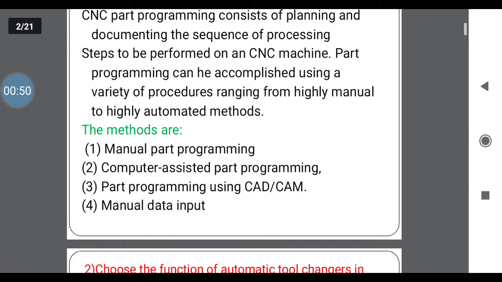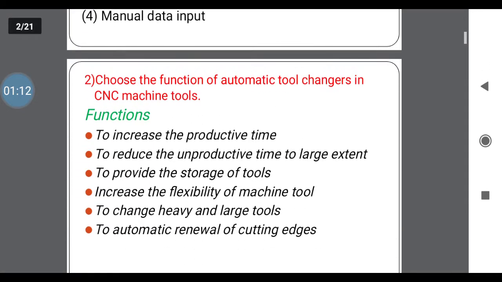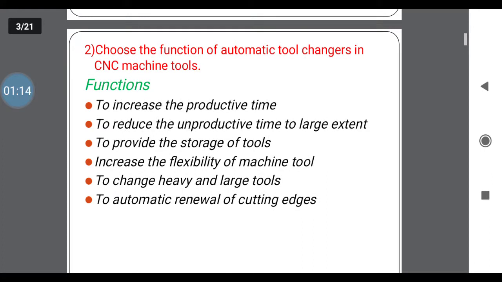These methods are, first one, manual part programming. We can write the part program manually. Next one is computer assisted part programming. By using a computer we can write the part program. Next, part programming using CAD/CAM technology, that is computer aided design and computer aided manufacturing. Next one, manual data input. This is the definition and application of part programming.